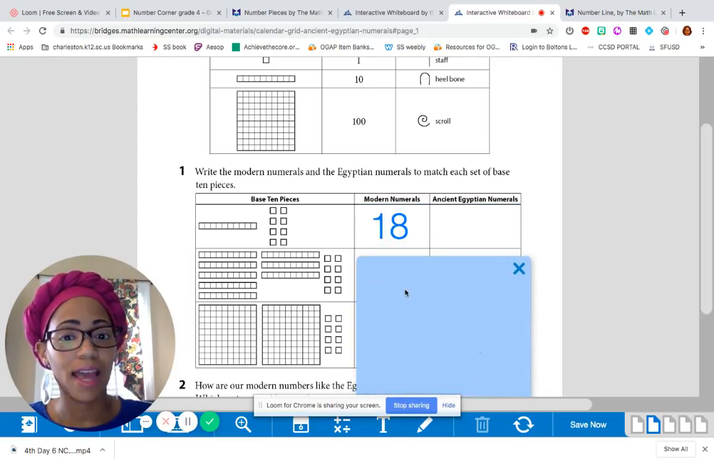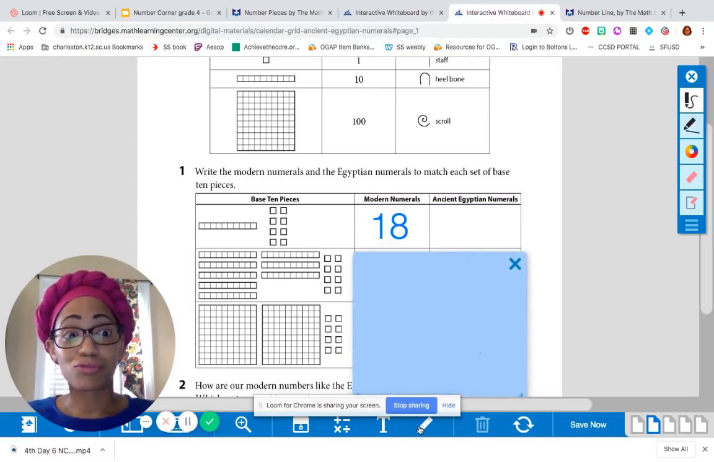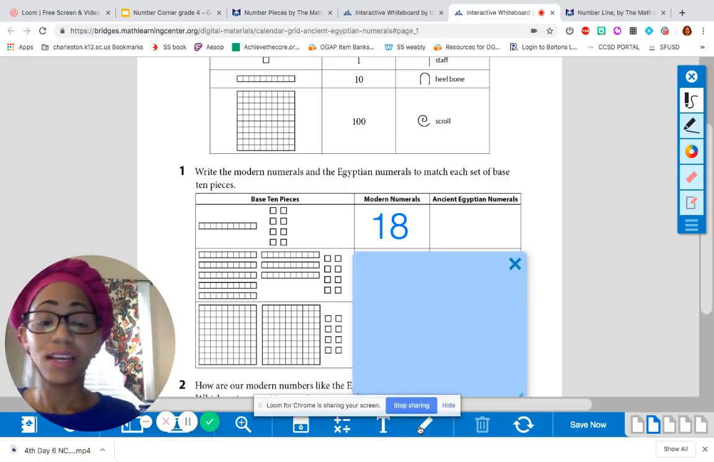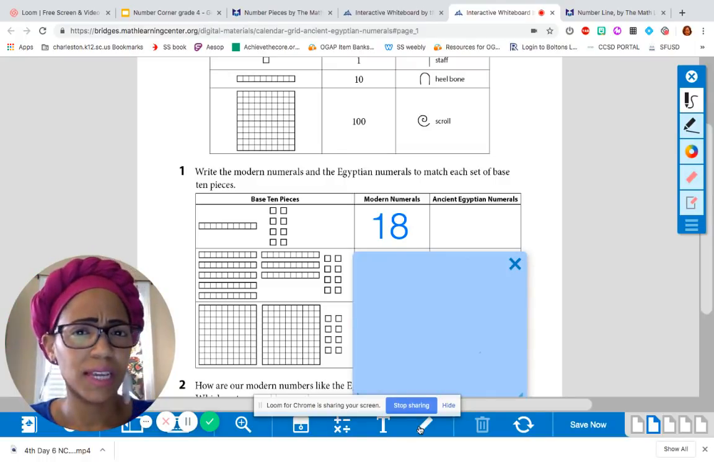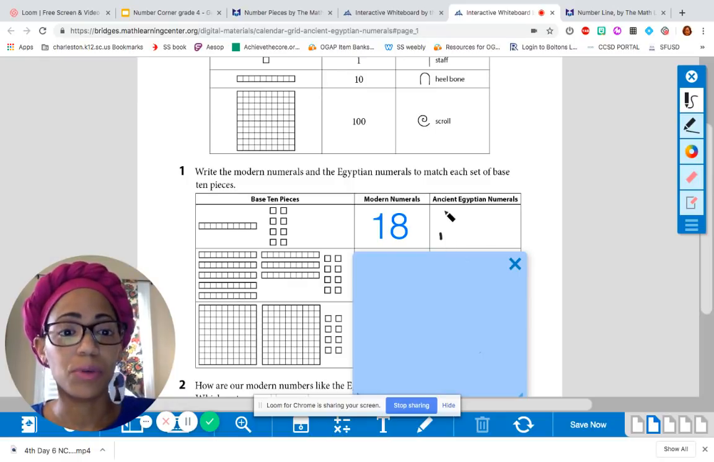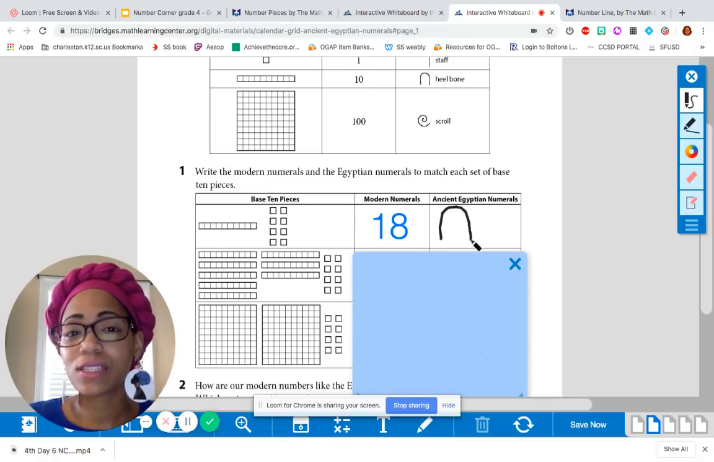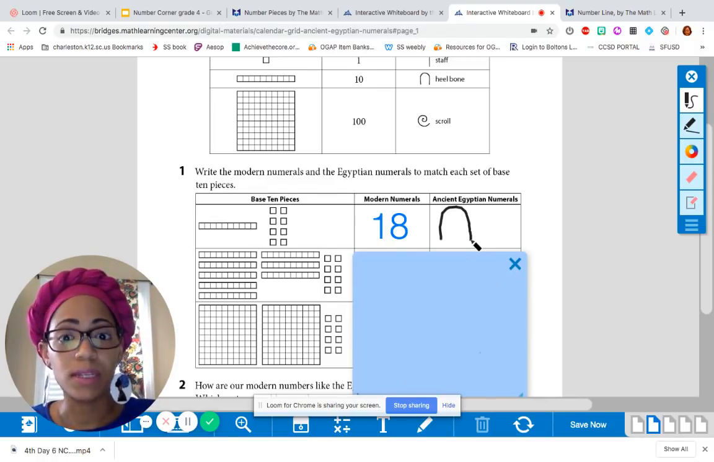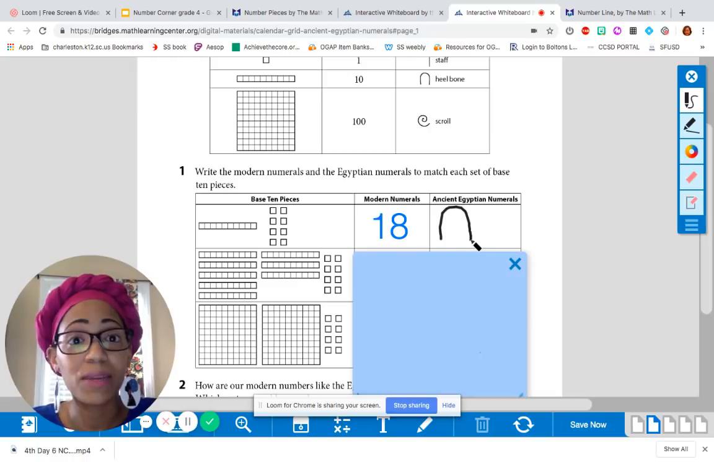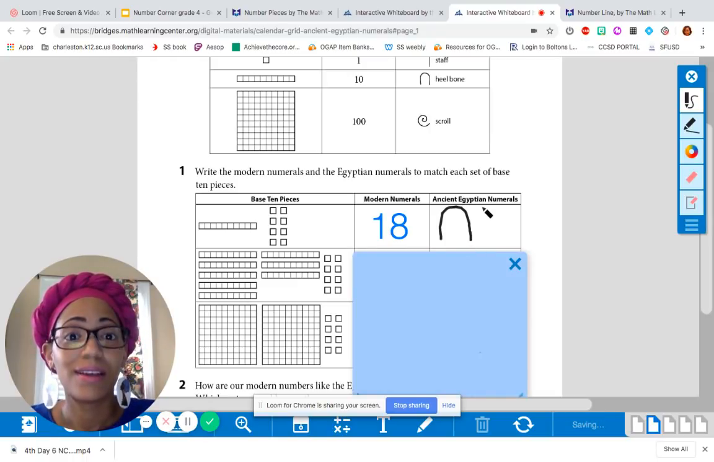18. Correct. Now I need to draw the symbols that would match that. So which symbol stands for 10? A heel bone. See how good I can do that. And which symbol stands for 1? Staff. And how many 1s do I need? 8. So I'm going to do my 1s like this.